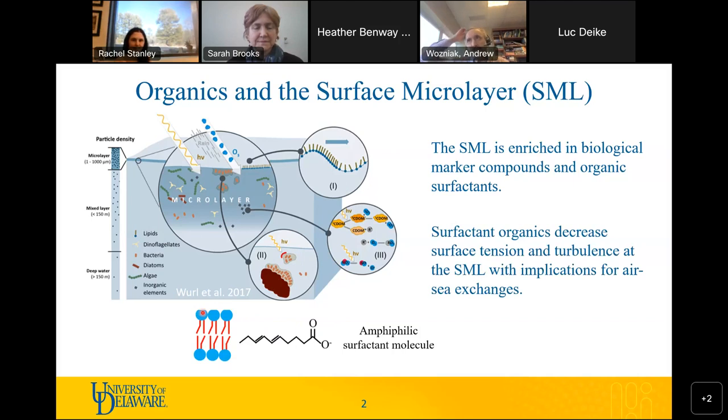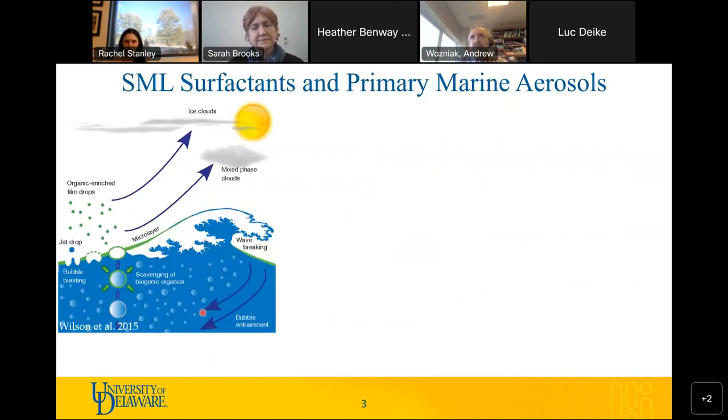Why are these compounds important? Well, they impart certain physical properties to the microlayer. In particular, they decrease the surface tension and turbulence at the microlayer surface. And this has important implications for air-sea exchanges, both in terms of gas exchange and the production of marine aerosols, as well as for aerosol deposition and incorporation of atmospherically deposited materials.